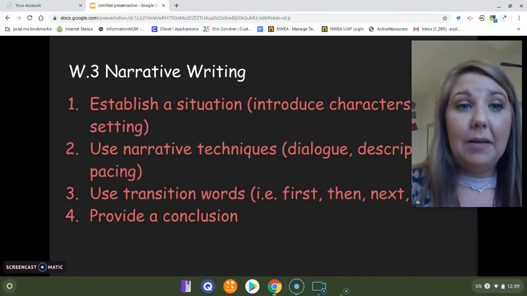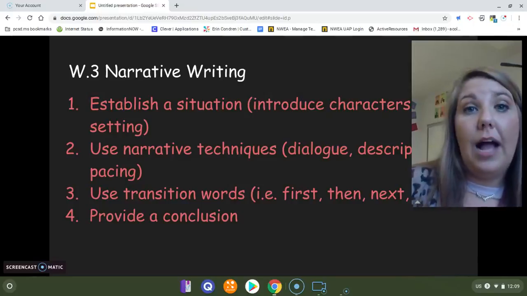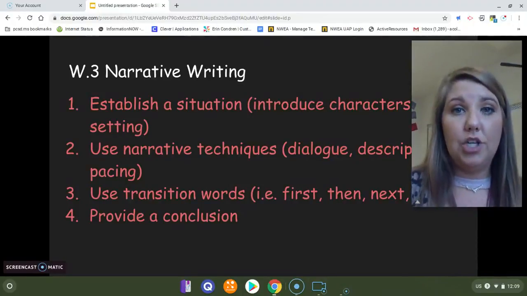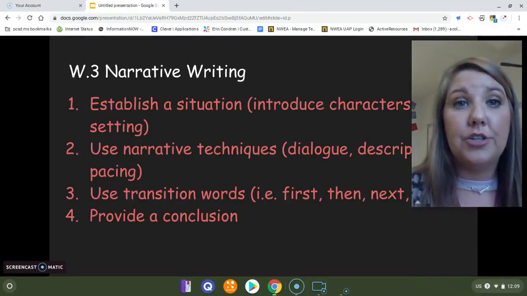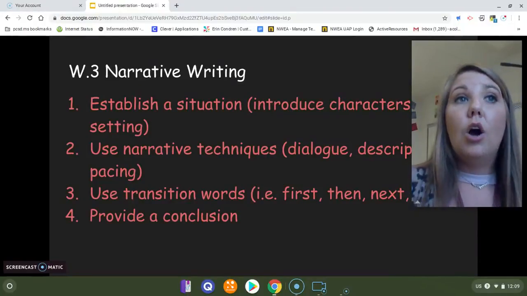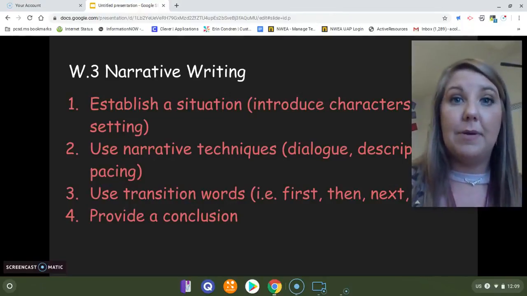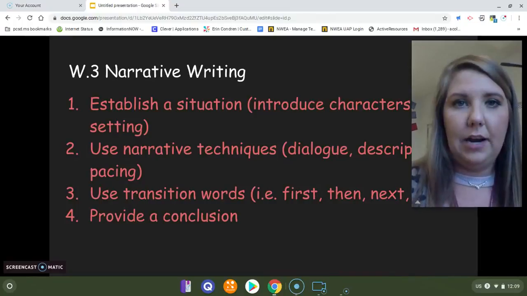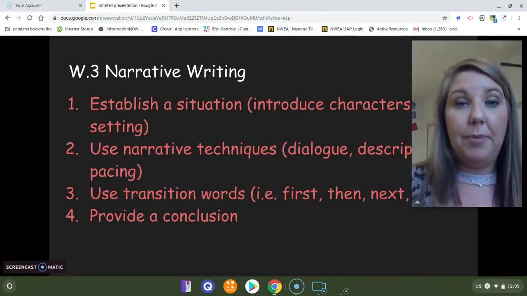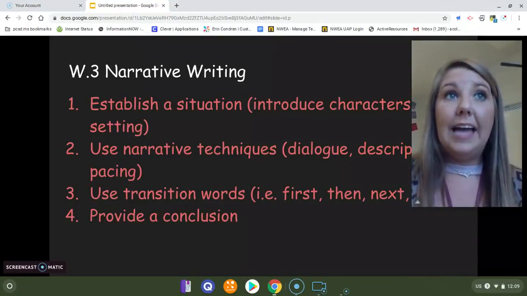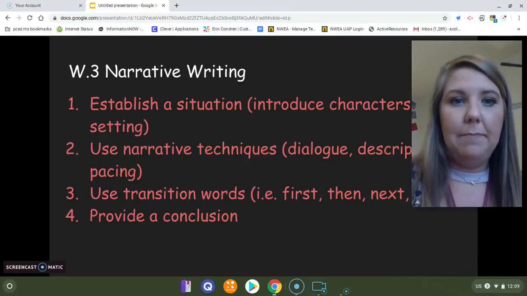The third writing mode, the third writing standard, is narrative writing. In narrative writing, you must establish the situation. You need to introduce your characters and your setting. You need to give an idea or hook your reader as to what is about to happen in your story. There must be some type of conflict and resolution in there. There needs to be a climax in your story. Think of that plot diagram that Miss Melissa did a video on. That needs to be included in your narrative essay.